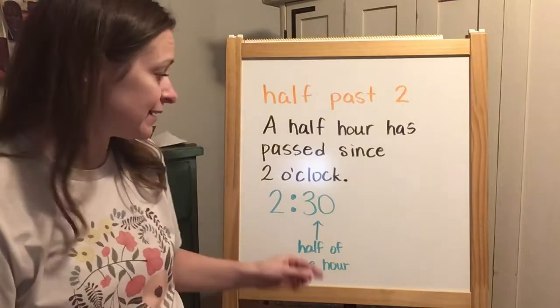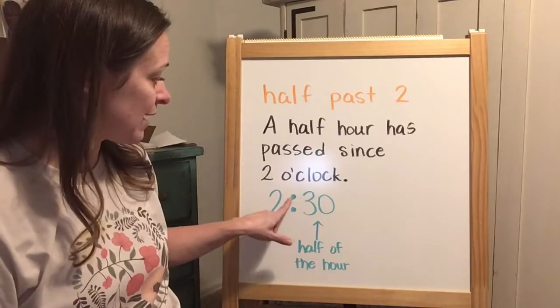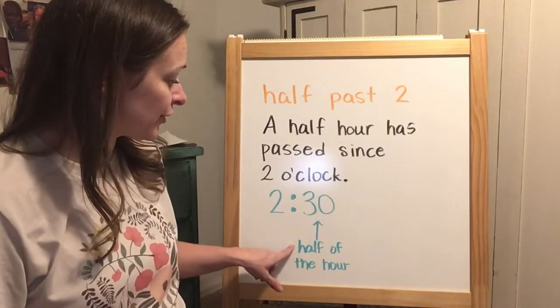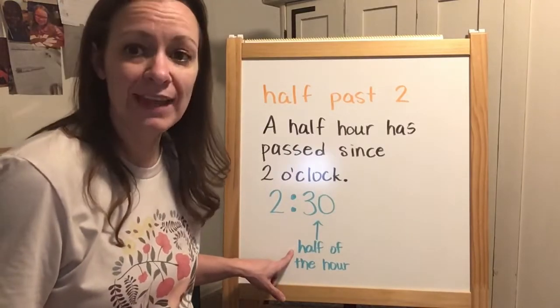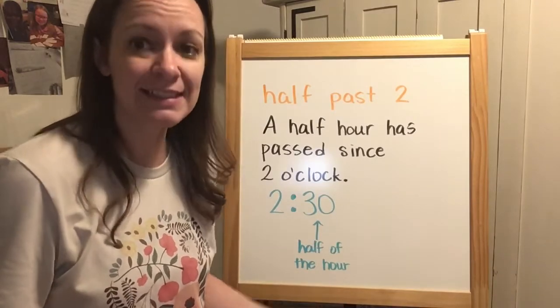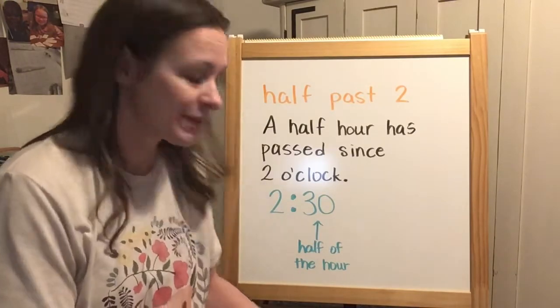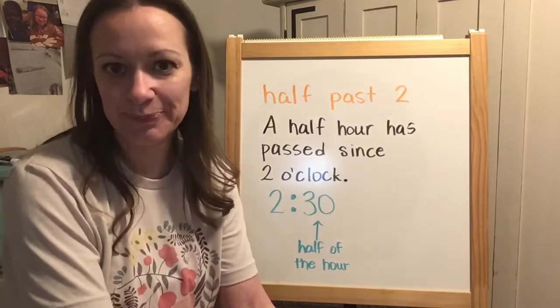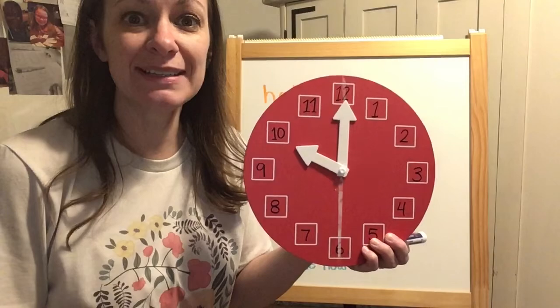The way we would write this is 2, and we have our 2 dots here, just like on a digital clock, 30. And the 30 is half of the hour, because what's half of our 60 minutes? Half of 60 would be 30. So 2:30 is half past 2. All right, let's practice some other times.